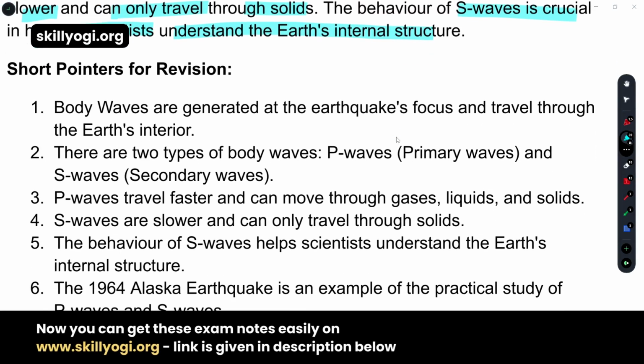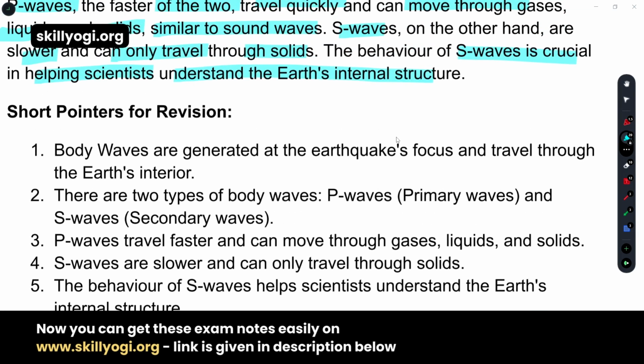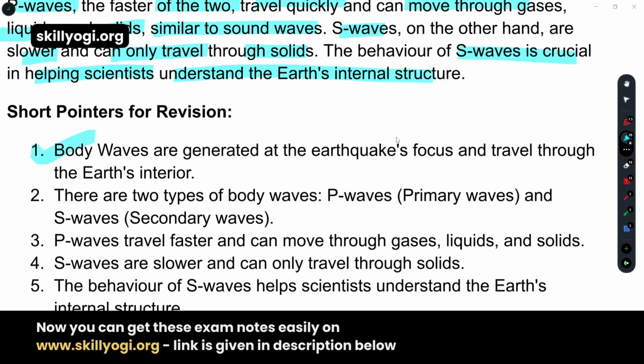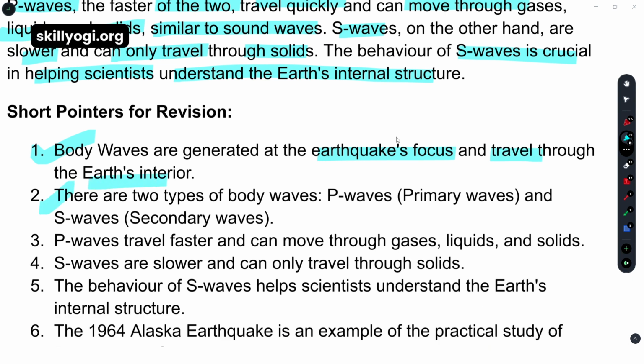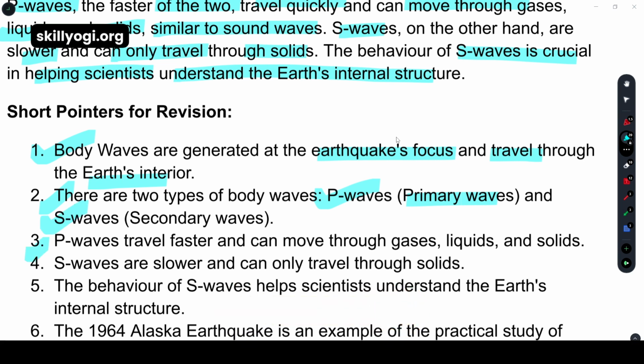Now come to the revision short pointers. Body waves are generated at the earthquake focus and travel through the Earth's interior. That is the first point we have learned. You can also write these points like this, because there is also a point-wise note given, so that you can follow up. There are two body waves. The first one is P waves, which are primary waves, and the second one is S waves, which are secondary waves.